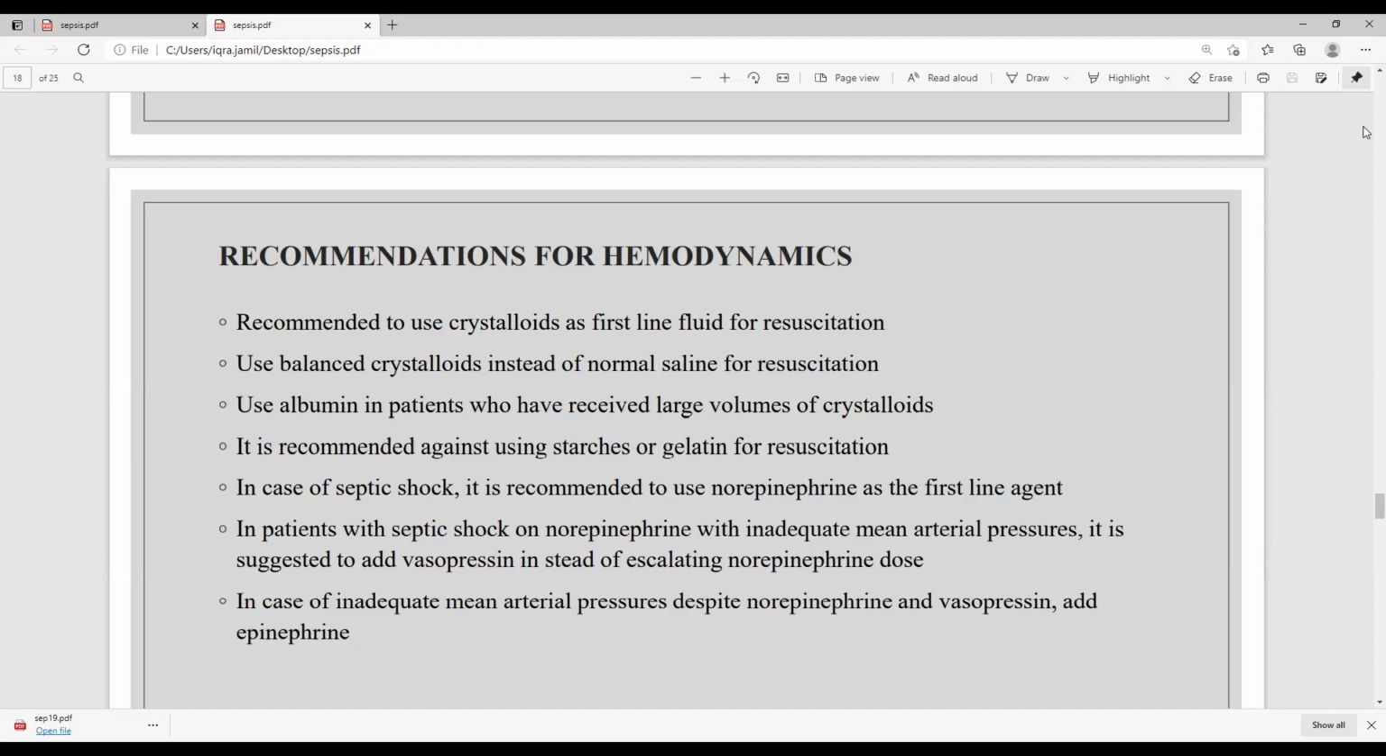In case of septic shock, it is recommended to use norepinephrine as the first line agent. In a patient with septic shock on norepinephrine with inadequate mean arterial pressure, that is less than 60 or less than 65, it is suggested to add vasopressin instead of escalating the norepinephrine dose. Some people were increasing the dose. Previously it was like that: we increased the dose of norepinephrine to the maximum, then added another vasopressor. But in the new recommendation, it is better to start vasopressin instead of escalating the norepinephrine dose. In case of inadequate mean arterial pressure despite norepinephrine and vasopressin, add epinephrine, not phenylephrine.